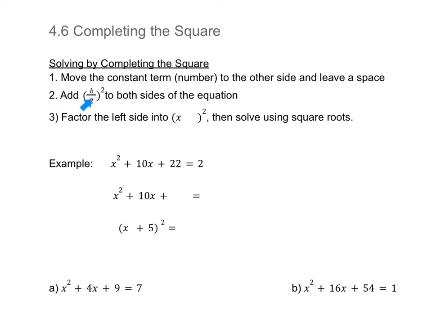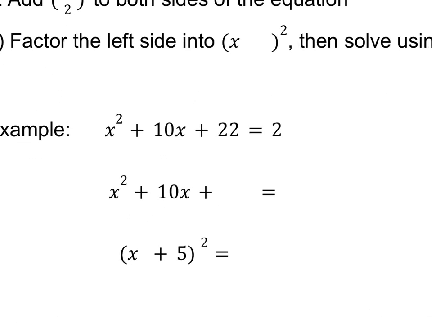You add, just like you complete the square, the b term divided by 2 squared to both sides of the equation. Then you factor the left side of the equation into a binomial that's something to the second power, then solve using square roots. Okay, I know that was a lot of information. Let's just do one and see what happens.